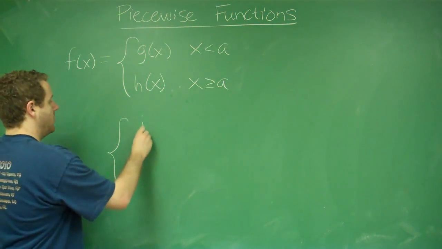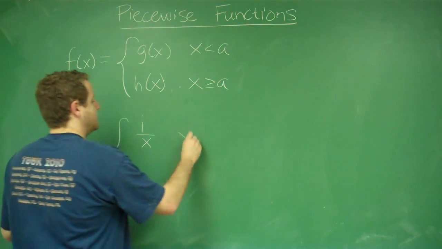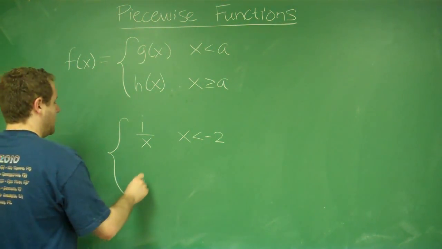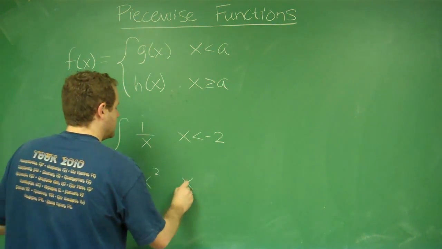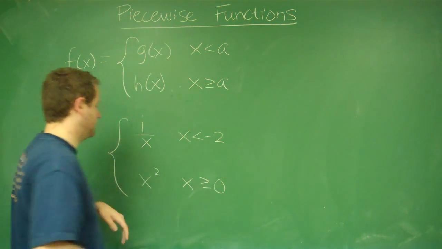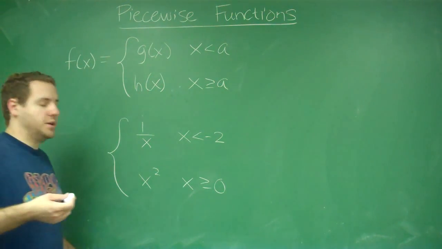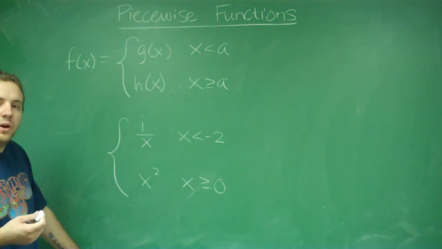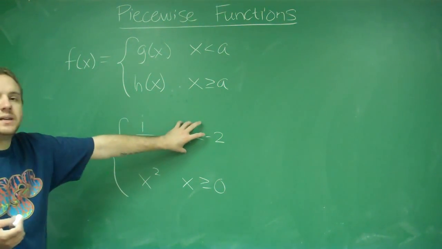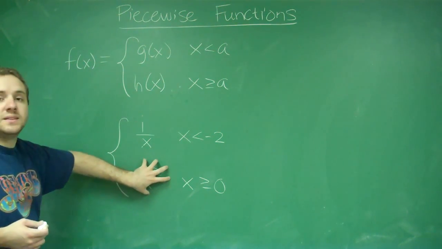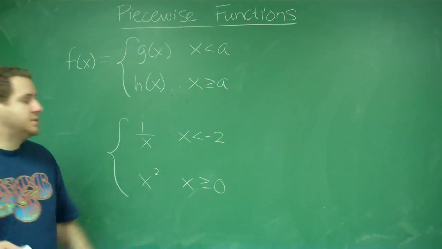Let's say we have the function 1 over x if x is less than negative 2, and the function x squared if x is greater than or equal to 0. Okay, so let's see what's going on here. First of all, what you want to note is we have everything less than negative 2, we use this. Everything greater than or equal to 0, we use this. There's nothing in between negative 2 and 0.